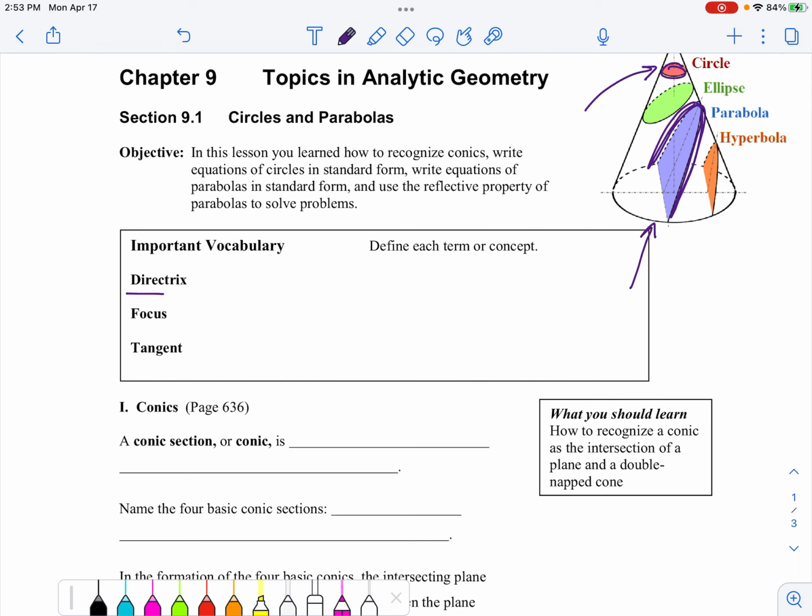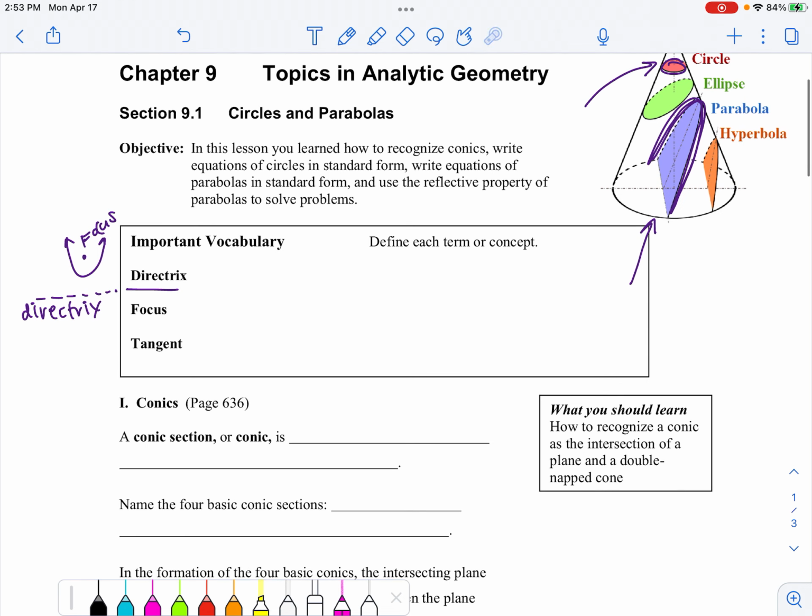So let's talk about a directrix. A directrix specifically talks about the part of the parabola that is equidistant from what's called the focus, F-O-C-U-S, and this is the directrix. From every point on the parabola, it'll be equidistant from the focus to the directrix. So from here, it'll be equidistant from the focus to the directrix. So the directrix is here.